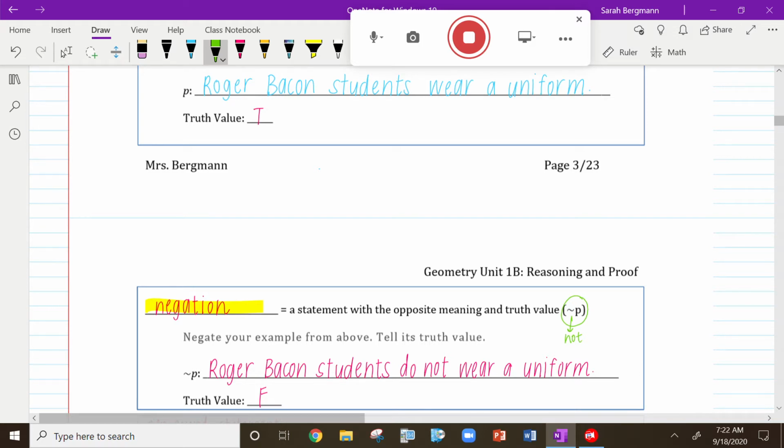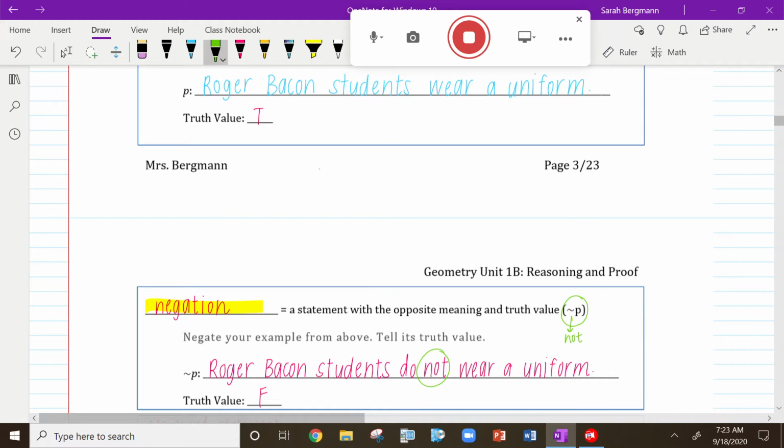So if we want to negate my example, I would say Roger Bacon students do not wear a uniform. All we have to do is add the word not into our statement. Pause the video and add the word not into your statement from above. Write it down on the line.